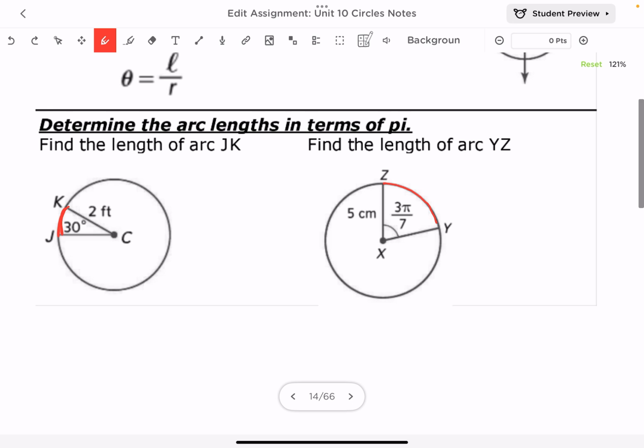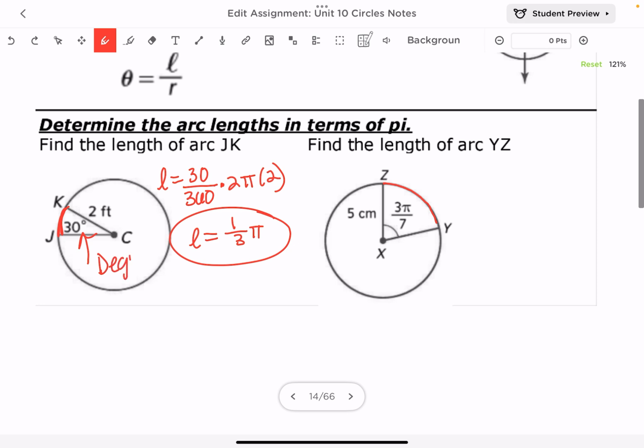So this first one, notice that that angle is in degrees. So I am going to use that same arc length formula that I used. So that's going to be 30 over 360 times 2 pi, and then times 2, my radius. Okay, and I'm going to simplify this. So if I simplify this, this is going to be 1/3 pi. So again, that's our degree formula, arc length in degrees. If I were to cut that piece of circle off, put it down on a ruler, that's how long it is.